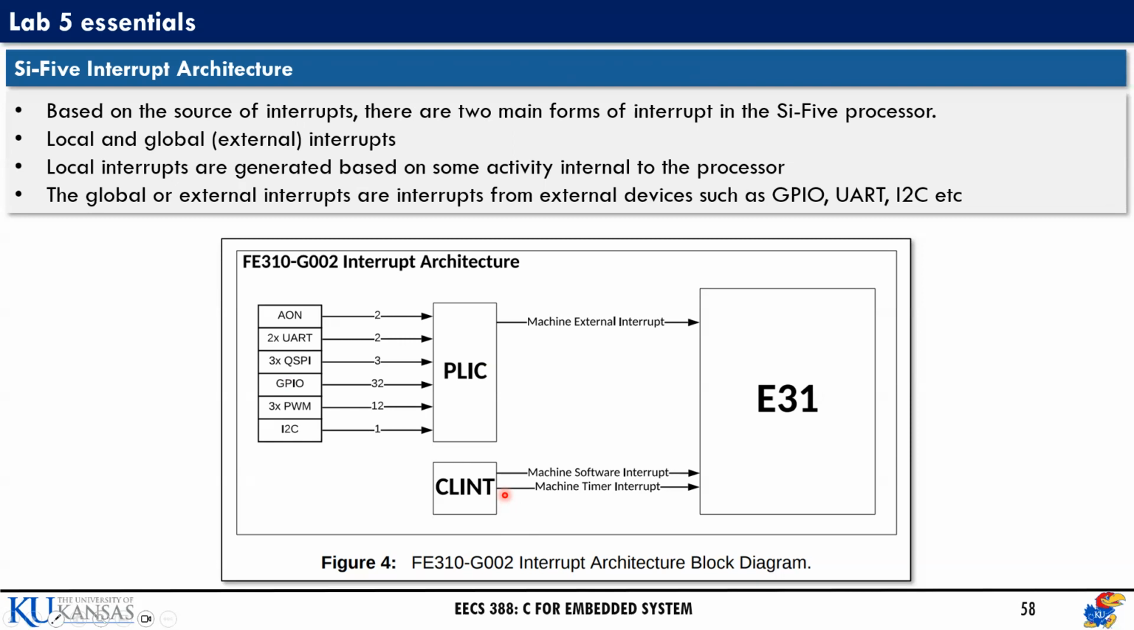CLINT is the local interrupt hardware that the SiFive processor has, and the full form is Core Local Interrupts. In short form, we call them CLINT. And this CLINT is directly connected to our microcontroller, and it has some other parts like the machine timer interrupt and the machine software interrupt, which are used to create different kinds of interrupts as you need. We'll talk more about them in the next labs.